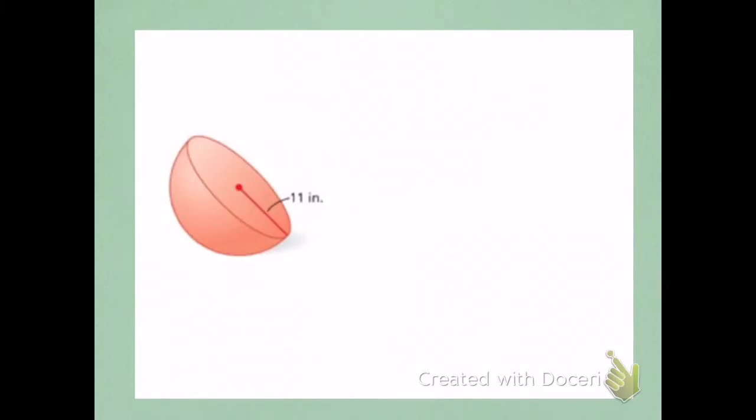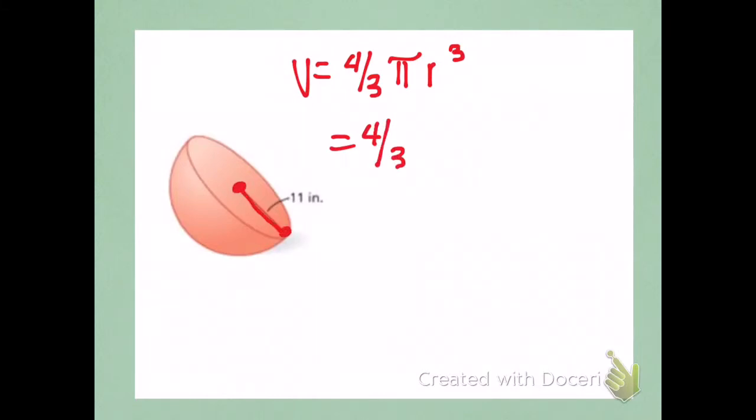This shape is a hemisphere. So I know I'm going to use the volume formula: V equals 4/3 pi times the radius to the third power. So I would want to substitute in. I know the value of my radius because it's the value that goes from the center of the circle here. So I would say pi times 11 to the third power.